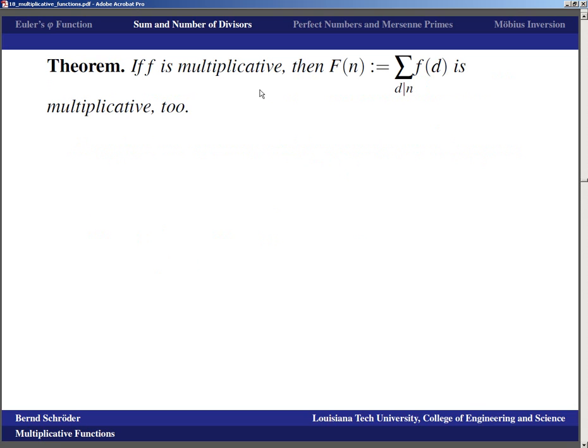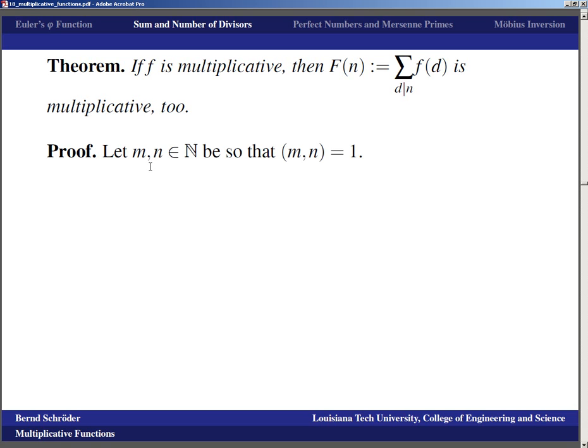And so now we're going to talk about these summary type functions a bit more. If a function f is multiplicative, then we define F of n to be the sum over all d that divides n of f of d, where we have a capital F for the summary function. And we claim that if f is multiplicative, then capital F, the summary function, is multiplicative too. In fact, this is an if and only if, but we're going to need Möbius inversion in order to prove the converse. So right now we're just going to assume that lowercase f is multiplicative.